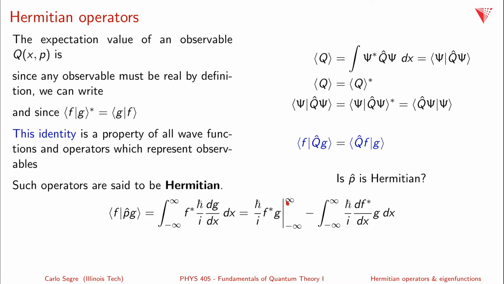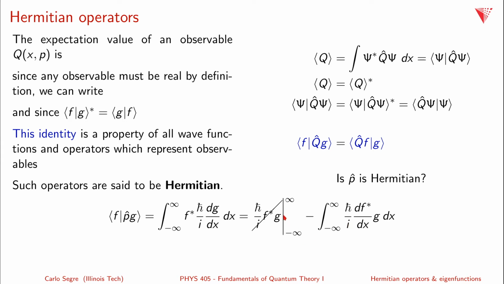But of course, this is going to go to 0 because the functions are well behaved and they go to 0 at infinity. They're normalizable. And then you have minus the integral from minus infinity to infinity of h bar over i. And now we've moved, take the du and integrate, and from dv you go to v. And du is just df star dx, and v is just g, and you still have the constant h bar over i carrying over. This goes to 0, as I said before.